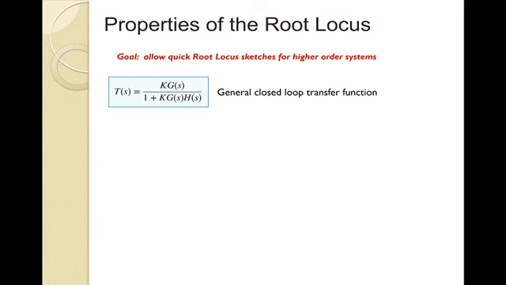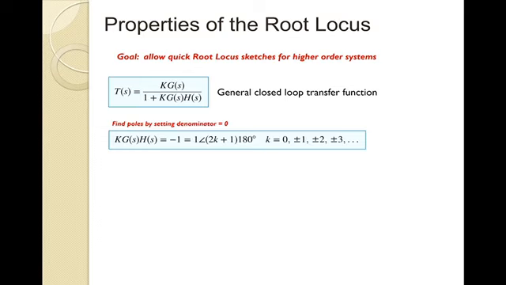And we've seen this before. So given that general closed loop transfer function, we can find the poles, as we did in the previous example, by setting the denominator equal to 0. And so when we do that, setting this term equal to 0, notice what we can do. We can bring the 1 to the other side here, and that's what you see here.